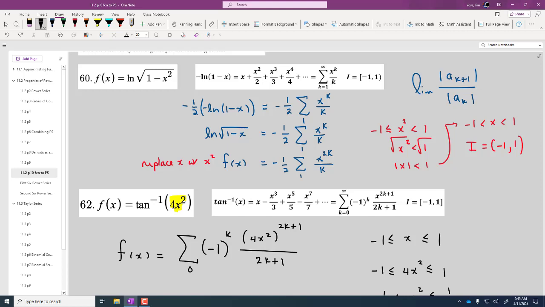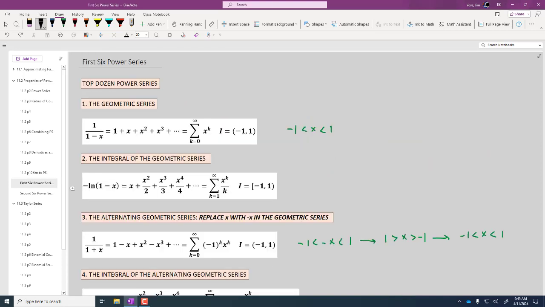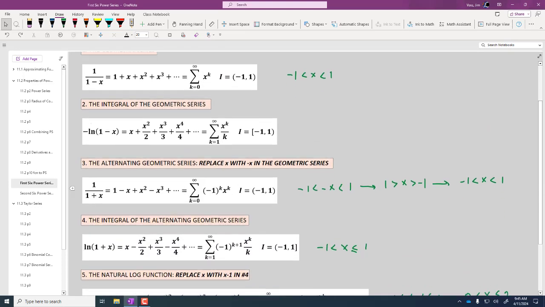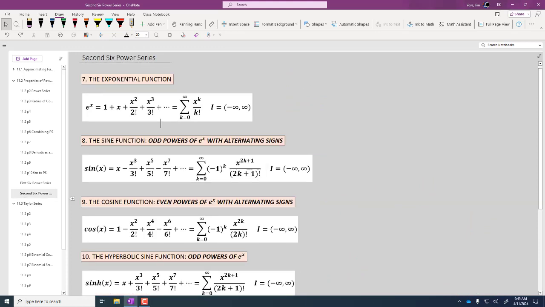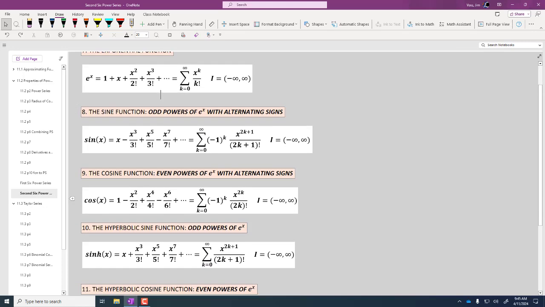Yeah, don't go there. All right, so then the last part of this section is just again the 6 power series that are based on the geometric series, and the next 6 that are based on the exponential. You want to play around with these. You want to get comfortable thinking about the sign. Let's go to the first ones first.